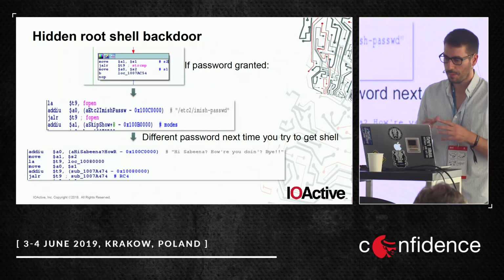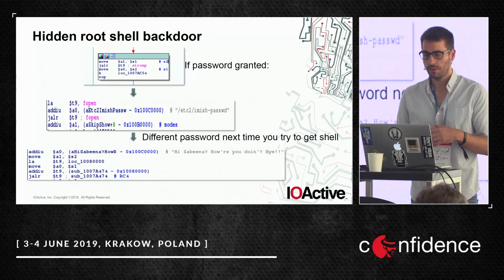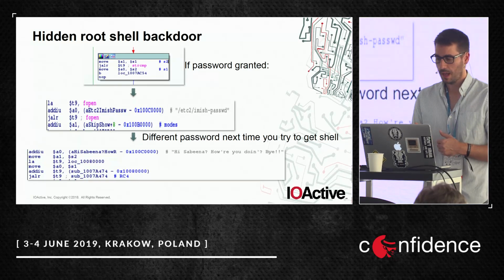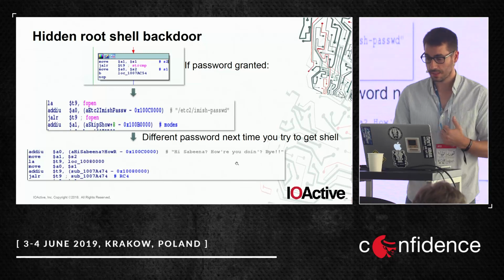But when the password is granted, in the code flow we can see that it opens that IMIS_password file again, and then it's going to encrypt again with RC4 with the same hard-coded key.